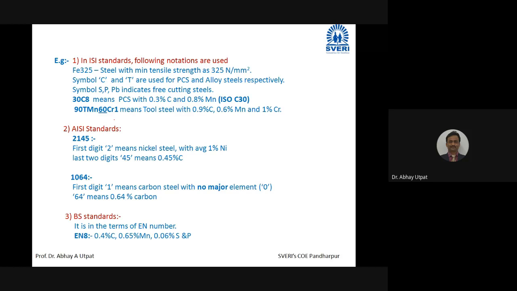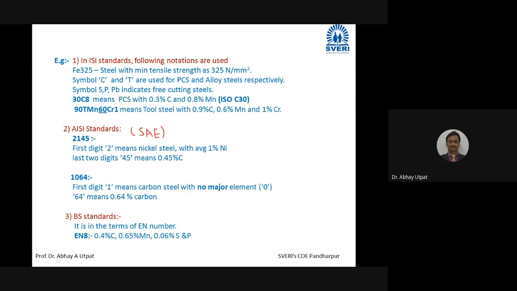If you go to the next type of standard, AISI. Remember, AISI and SAE have the same standard. In bracket, you can write SAE. Write down in bracket: AISI standard and SAE standard. These AISI and SAE standards use a 4-digit figure: 2456, 2145, 1064, then 2259, whatever the numbers they are using.